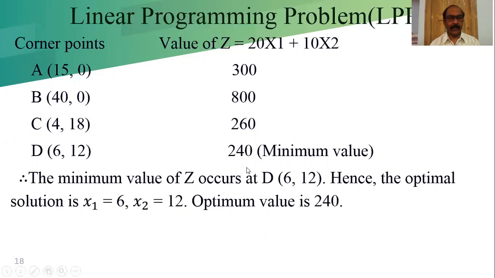So we can write that the minimum value of Z, that is the objective function, occurs at D, 6, 12. Hence the optimum solution is x1 equal to 6 and x2 equal to 12, and the optimum value is 240. Sometimes we write Z min equal to 240. So next I am considering another example.